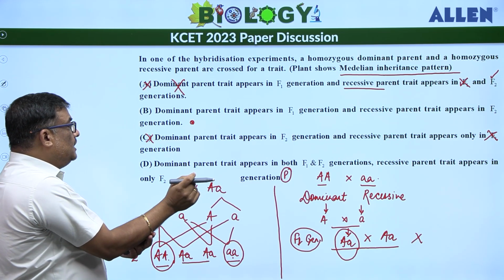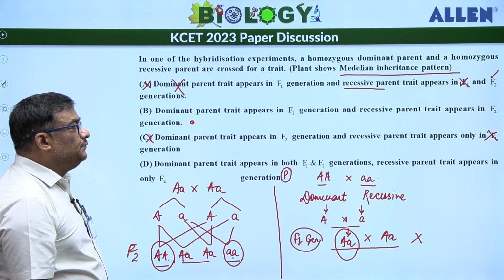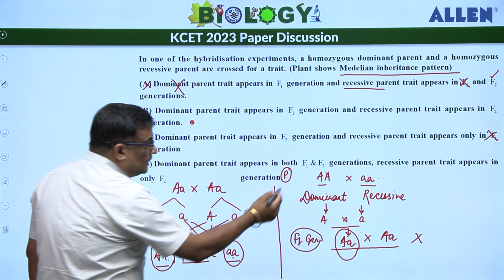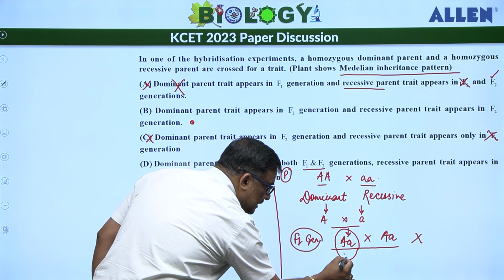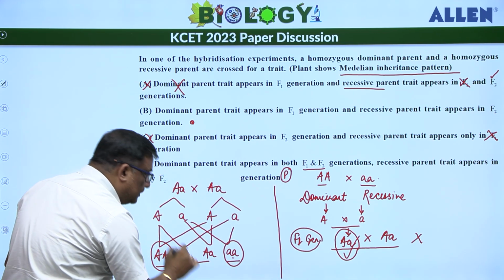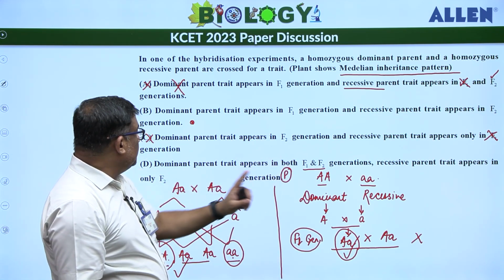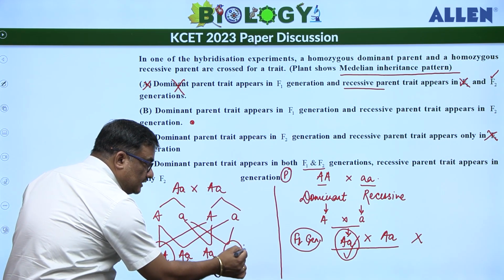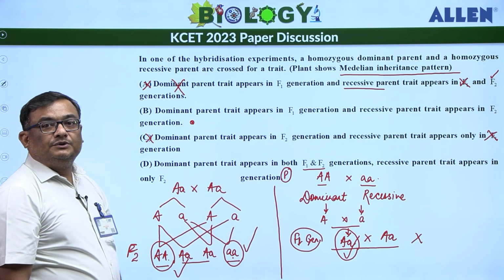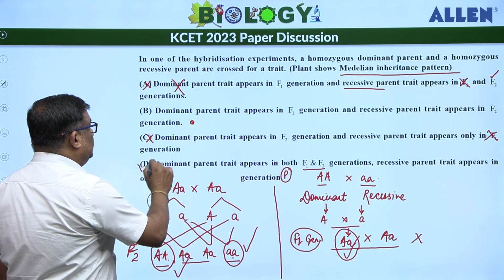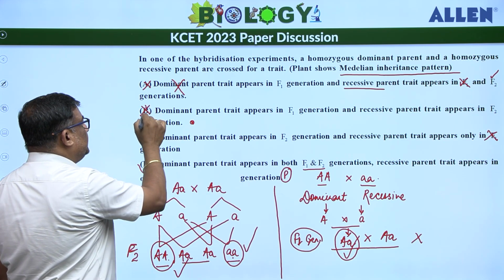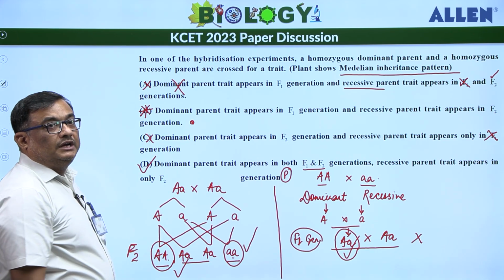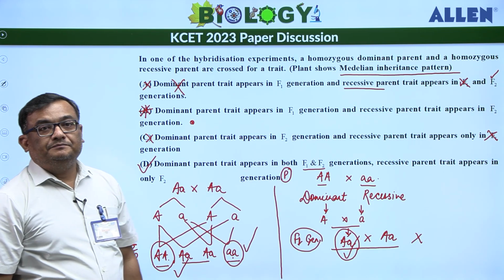Now look at the third one. Dominant parent trait appears in both F1 and F2 generation. Recessive parent trait appears only in F2 generation. So your answer will be D. B, which seems to be correct at one point of time, is not fully correct. So your answer is D.